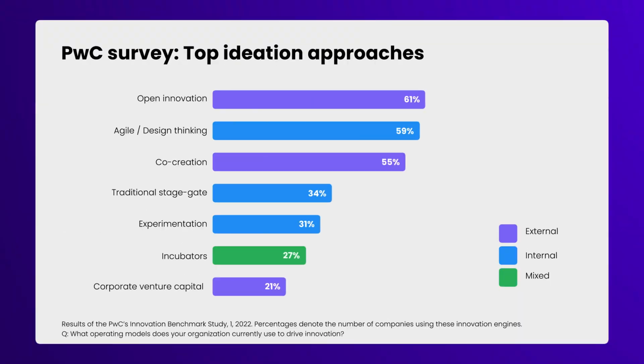In a survey led by PricewaterhouseCoopers, executives from over 1,200 companies responded to the question, what operating model does your organization currently use to drive innovation? Looking at the results, we see that while open innovation takes the top spot, there is a relatively even mix of external and internal ideation approaches that executives report using.